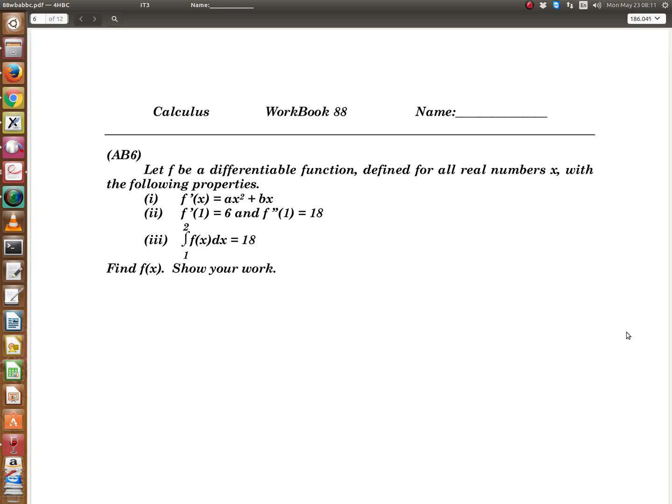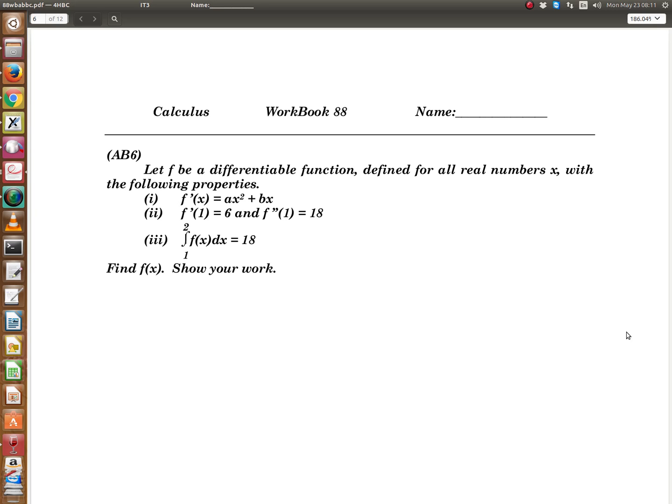Okay, so what does that give you? 6 equals A plus B, right? If you plug in 1 for x, f prime of 1 equals 6 means plug in 1 for x and 6 for f prime. So that would mean 6 equals A plus B, right? Is that enough to figure out A and B? No. Let's use f double prime of 1 equals 18.